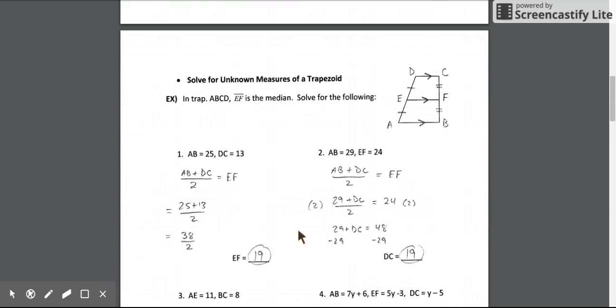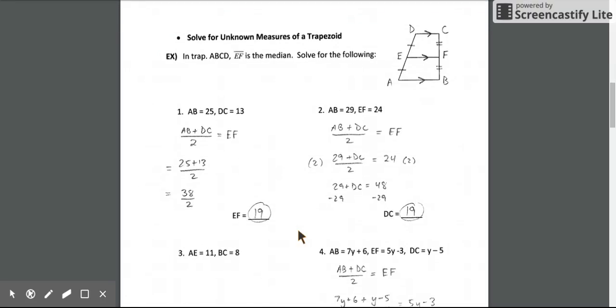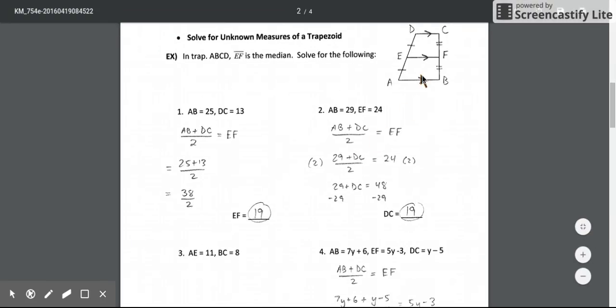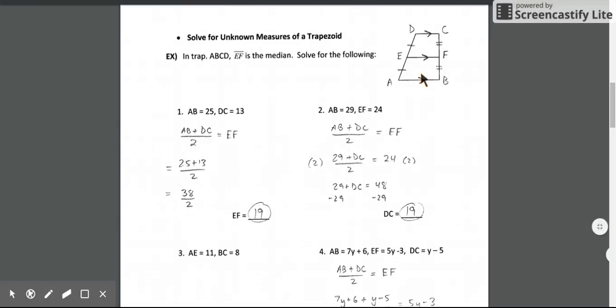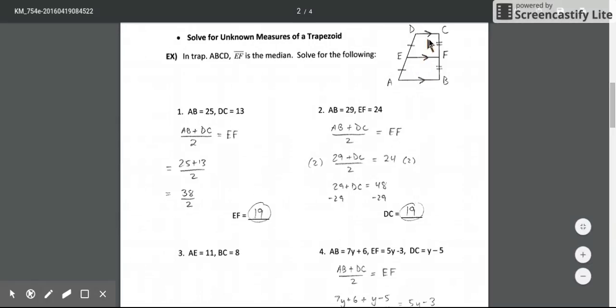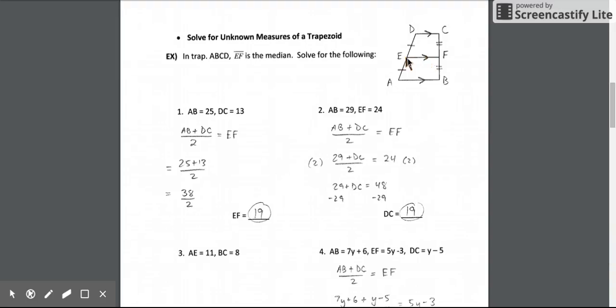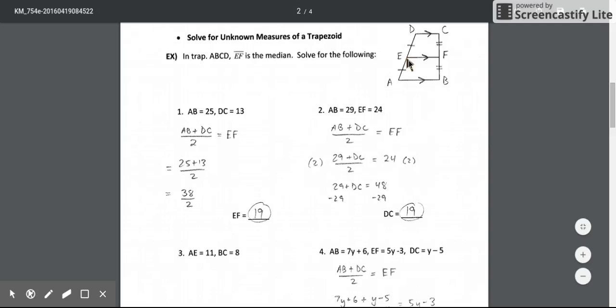All right, let's practice those properties. Here we're given trapezoid ABCD, and segment EF is the median. So we can mark up our diagram. We know that the parallel sides are the bases, including the median, that's parallel to the bases. So point E is a midpoint, making segment DE and segment AE congruent. And on the other side, F is a midpoint, making segment CF congruent to segment BF.